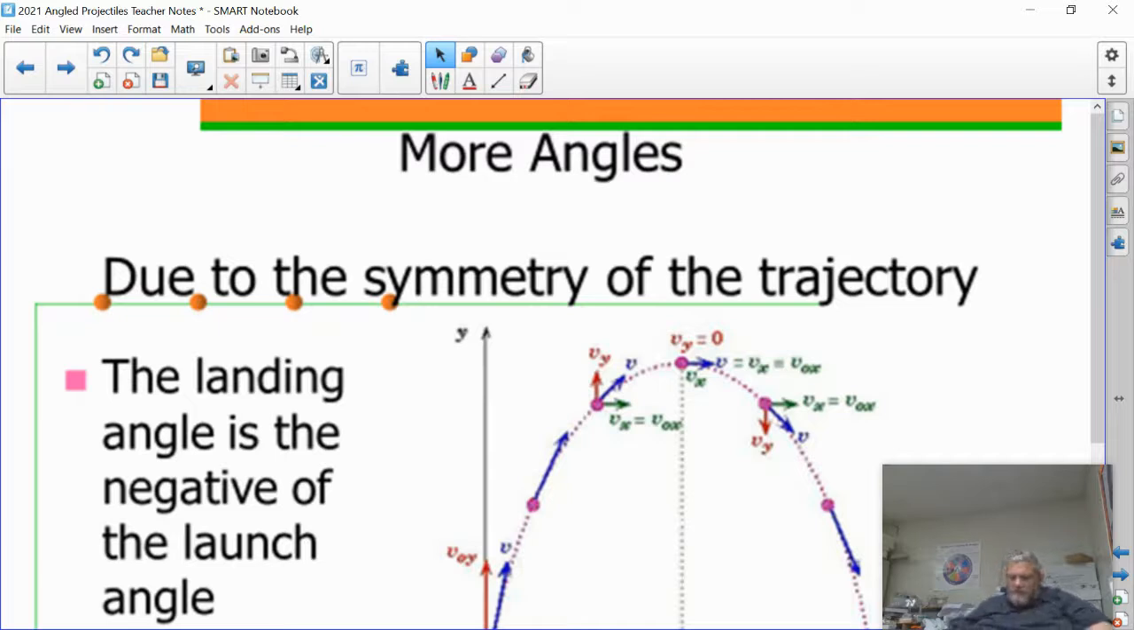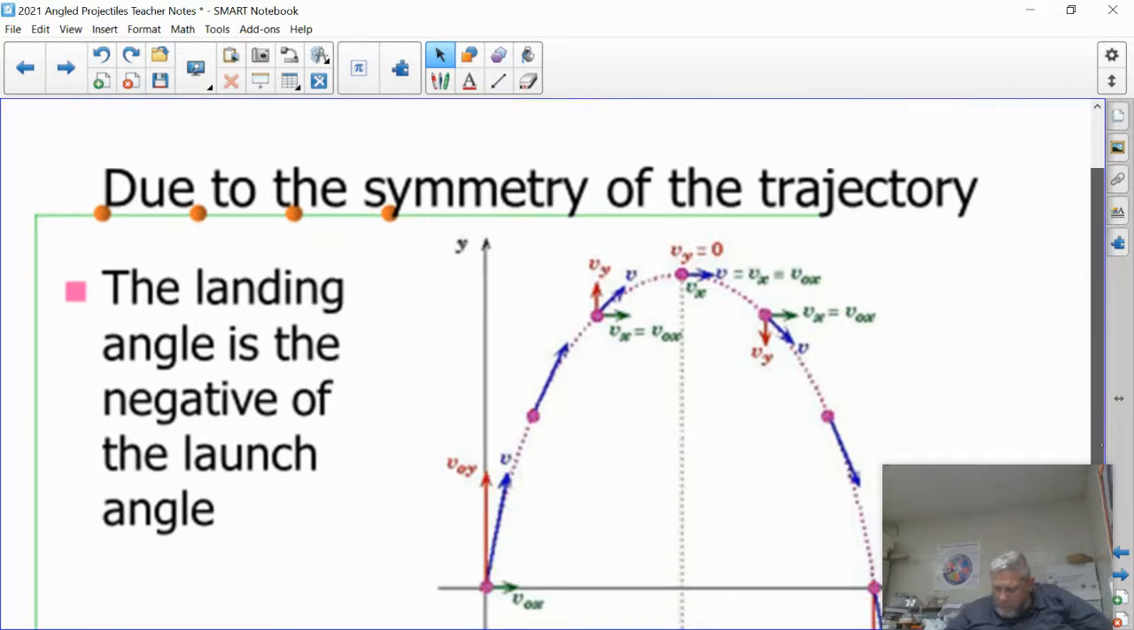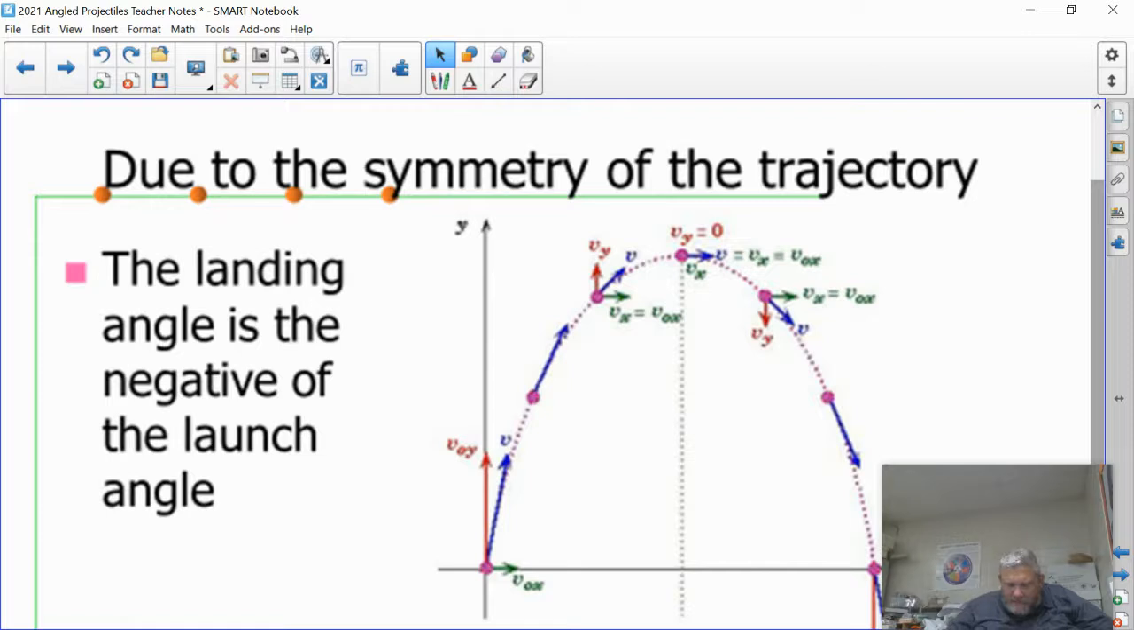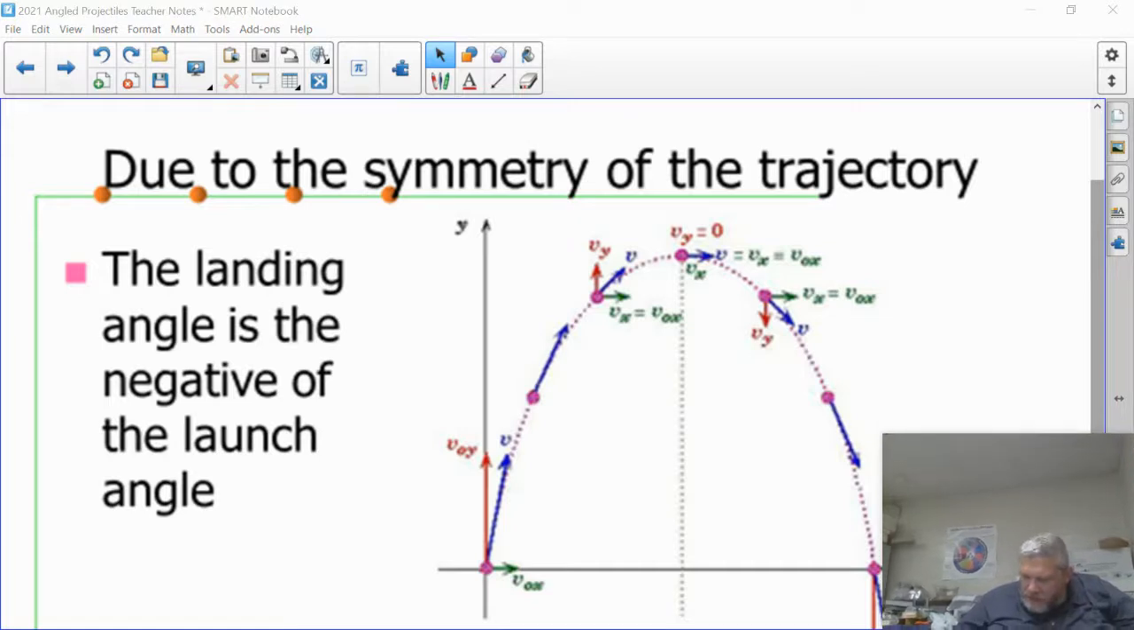Right. Due to the symmetry of the situation, the landing angle is the negative of the launch angle.